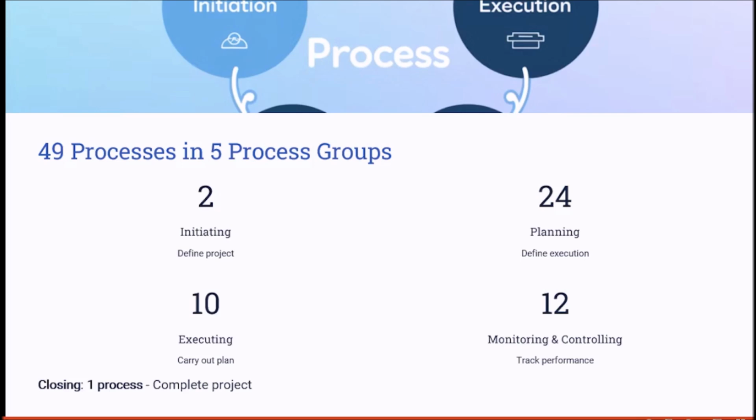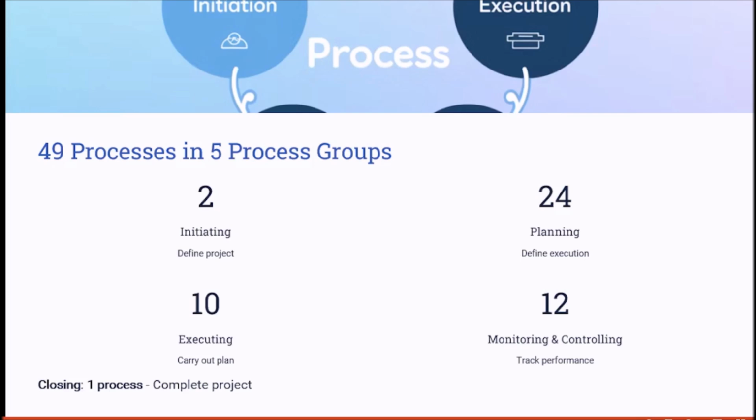the planning process group, and it holds the highest number of processes, with a count of 24 processes, and that defines how the project will be executed. For example, planning the scope management, developing the schedule, planning the cost management, planning the quality management. And there are 24 processes that, of course, we are going to explore in detail in the later sessions of this course.